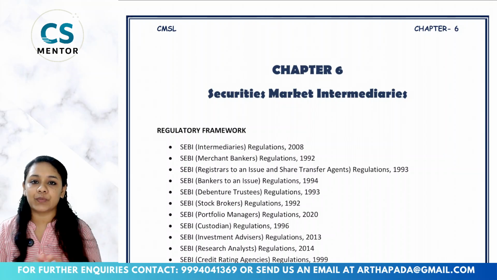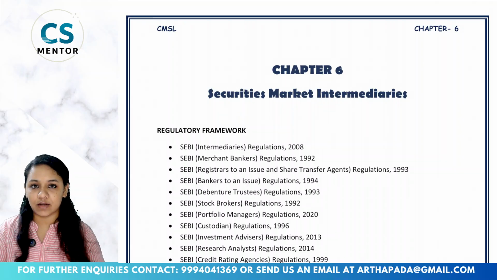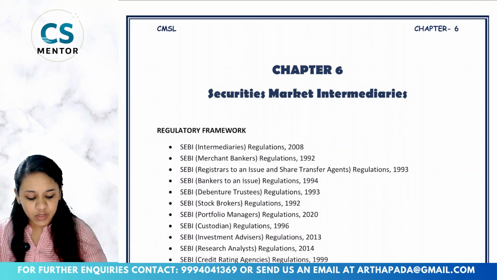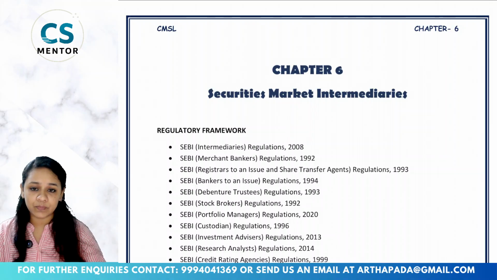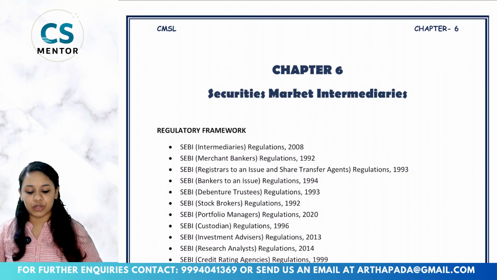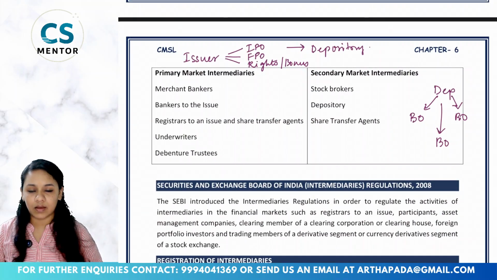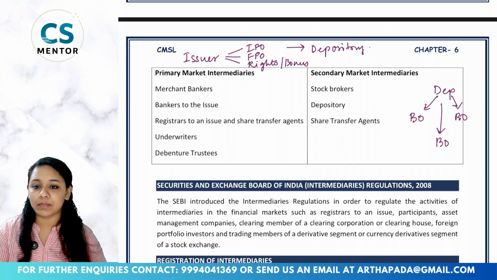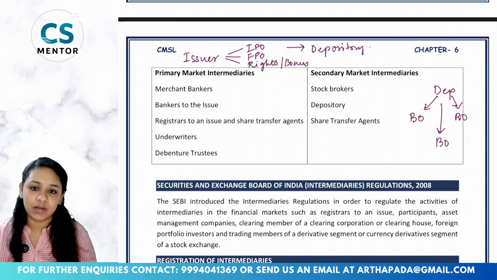All right, so keeping that in mind, let's actually start out with the chapter itself. We're looking at chapter number 6, securities market intermediaries. So when we look at the intermediaries, we basically cover them in two parts, that is primary market intermediaries and secondary market intermediaries.